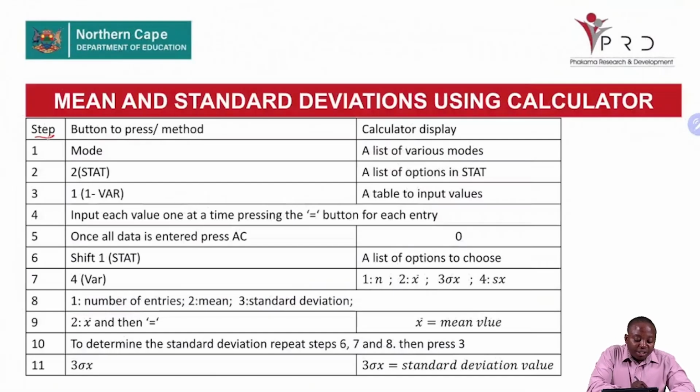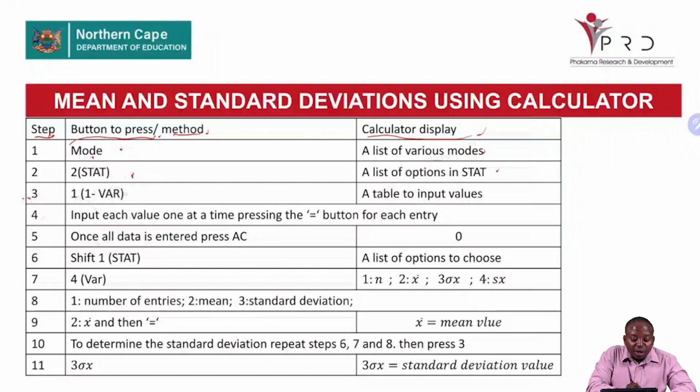So first one is the step, the button to press, the method, and what is going to be displayed in our calculator. So using a scientific calculator, step 1, find mode. Then when you press the mode, you're going to see the list of various modes. Number 2, press STAT. Then you're going to see the list of options in STAT.